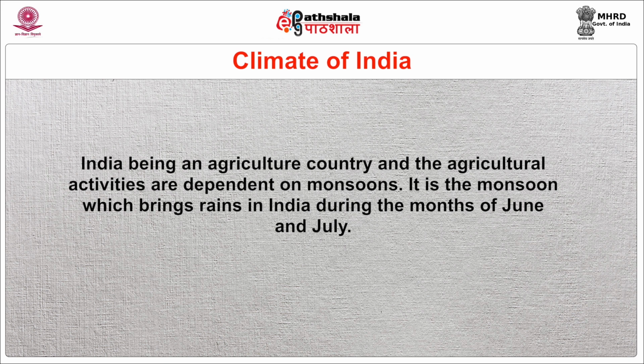It is the monsoon which brings rain in India during the months of June and July. Monsoon is a wind system of tropical regions under which the direction of the wind is reversed seasonally, and it results in summer rainfall and dry winters. Under this system, the winds flow from the sea to the continents during the summer so that the moist winds cause rainfall in this season.